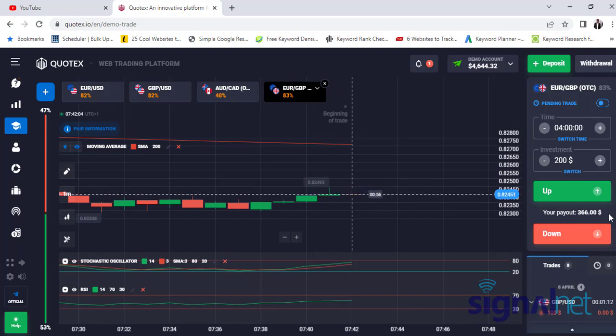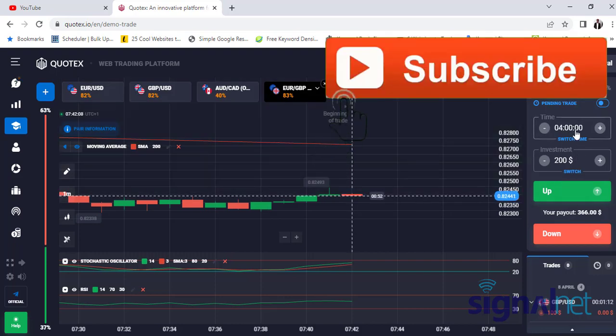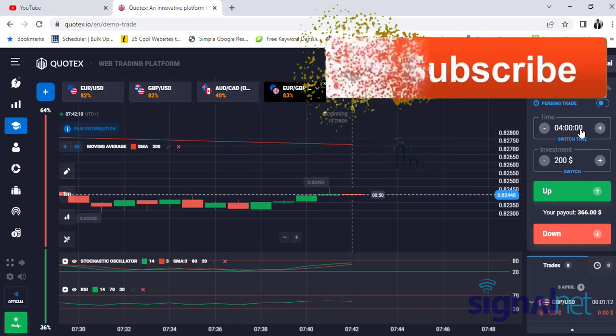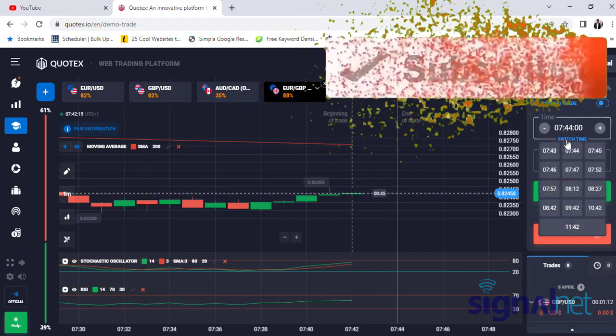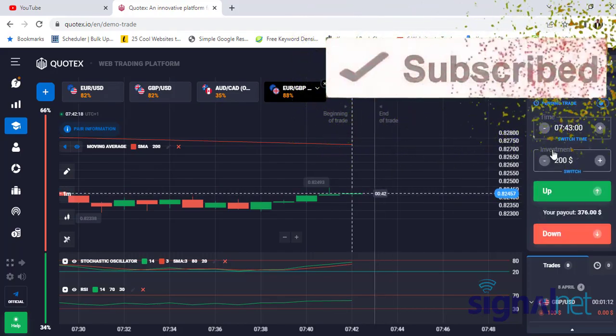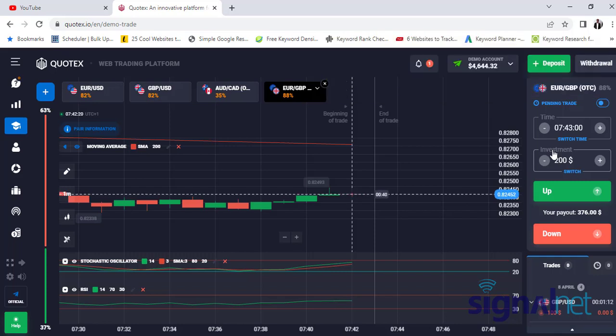So I have control over my investment. I have control over the time it will take for my investment to close, and I have control over when to enter the trade and when not to enter the trade, just like also in Forex. So this is the basic difference between Forex trading and binary trading.